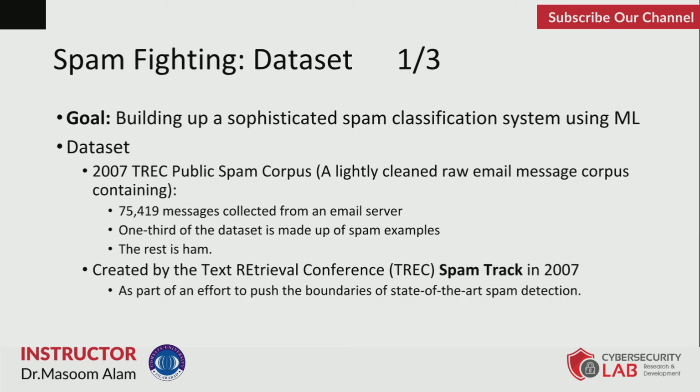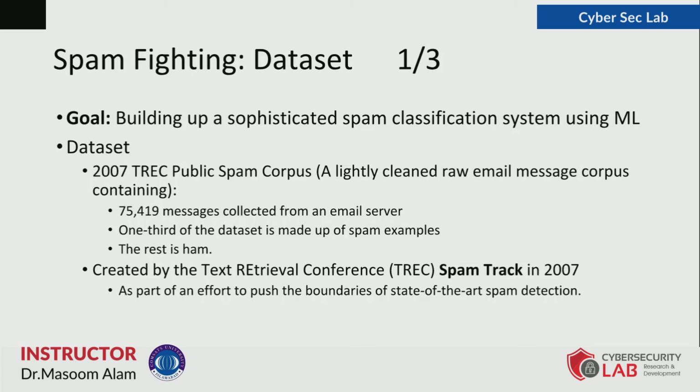The spam fighting email data set is actually a public spam corpus that was created in 2007. A corpus is actually a set of documents. So, in this case, it's lightly cleaned raw email messages that are included in the corpus called TREC. The TREC word comes from Text Retrieval Conference Spam Track in 2007, and the goal was to build a sophisticated spam classification system using machine learning.